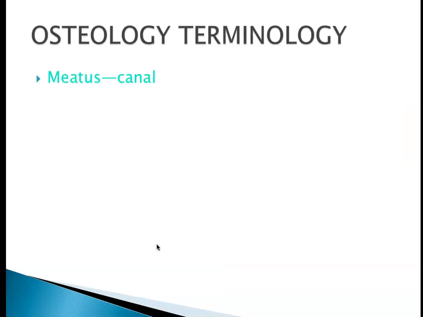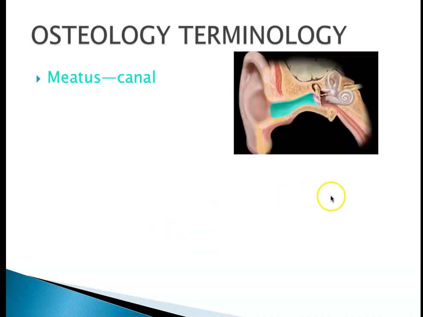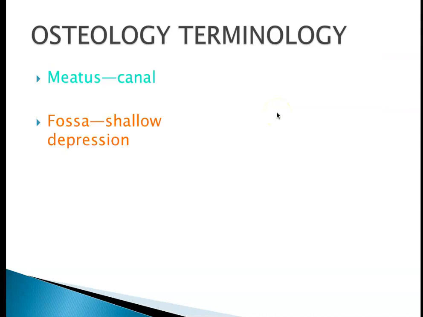Now let's take a look at the word meatus, which means canal. Here you can see a photo of our ear, and that place where most people put in their Q-tip, this is our external acoustic meatus. It's external because it's toward the outside, acoustic because it's referring to the ear and hearing, and meatus means canal, and you can see that canal right there.